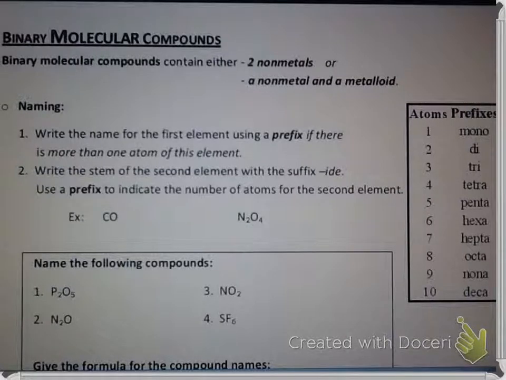Okay, we're in the fourth video in Chapter 6. We're going to move past ionic compounds now. We're going to move into binary molecular compounds.